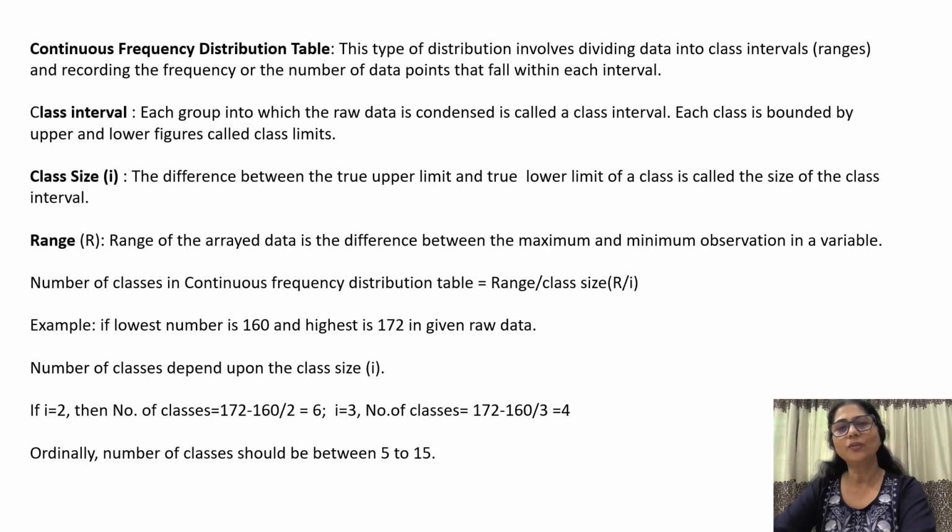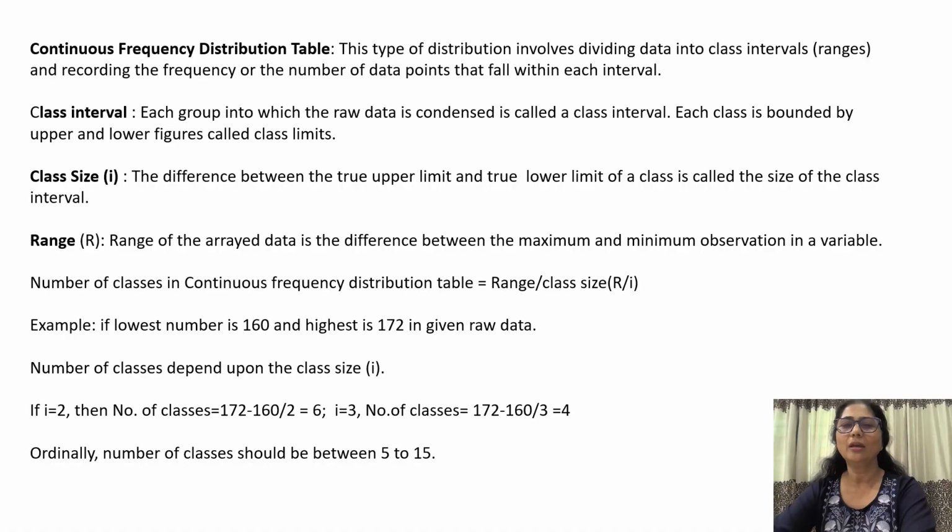For that, we can calculate the number of classes by this formula: range upon class size, R upon i. If we have a data set in which the minimum number is 160 and the highest number is 172 in the raw data, and we change the i number, the number of classes will also change. If we take i equal to 2, then the number of classes equals 172 minus 160, which is the range, upon 2.